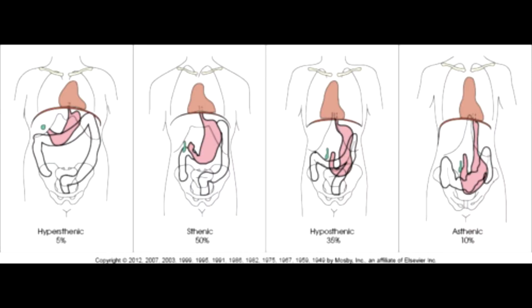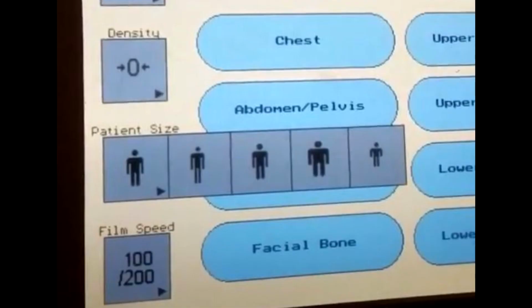There are 4 body habituses. The thicker the patient, the more technique they're going to need in order to penetrate them. The thicker the patient, the more technique we're going to need to use. That way we make sure we're still reaching the IR.